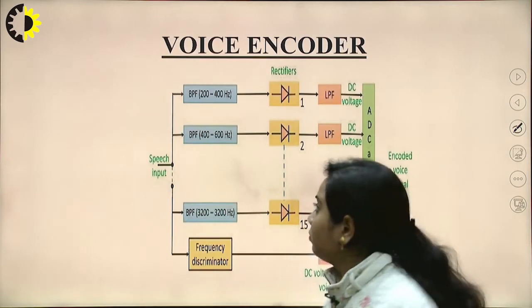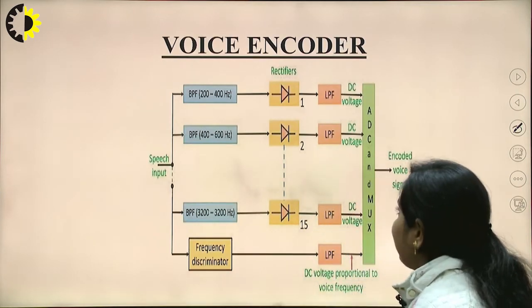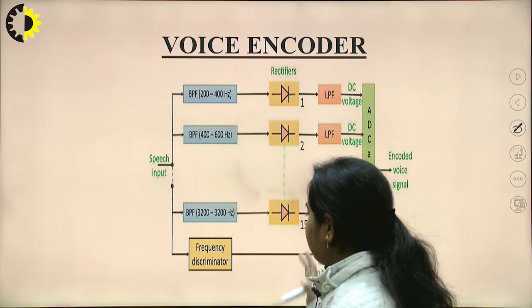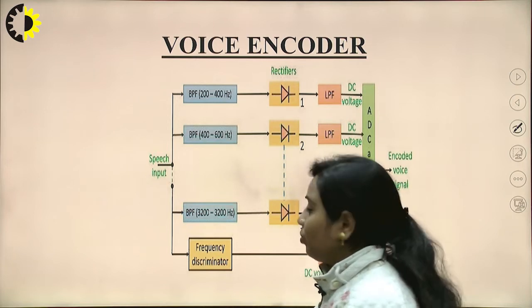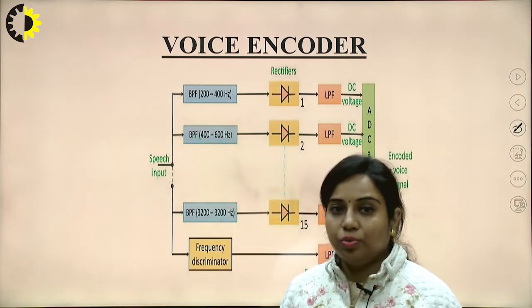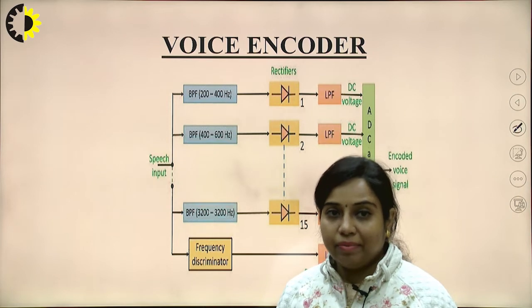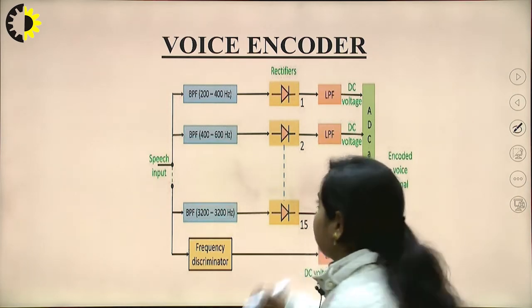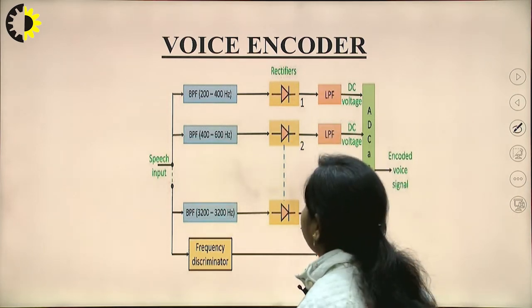Now this diagram is showing the voice encoder. This is a pictorial representation of how, technically, through the use of different filters like the bandpass filter we have used, then rectifiers, the voice will be encoded.